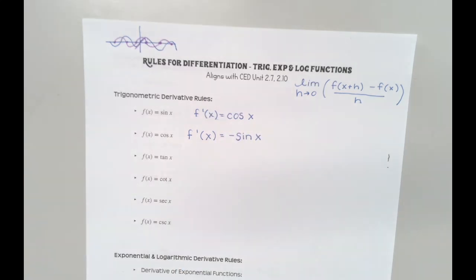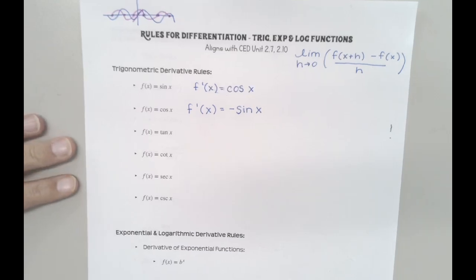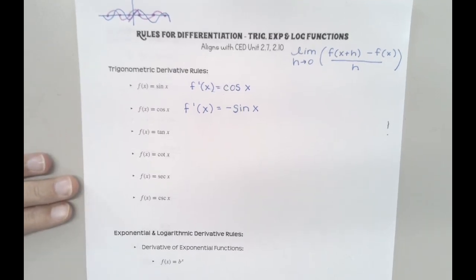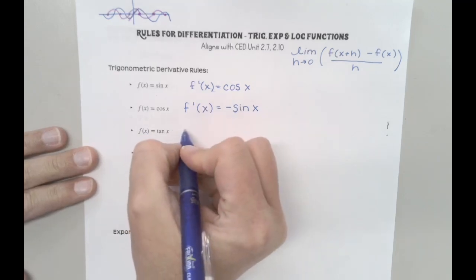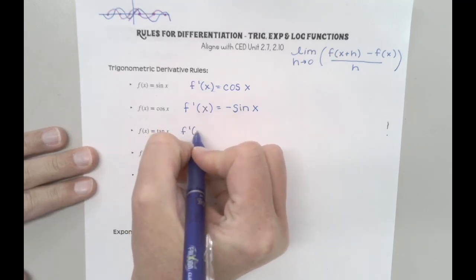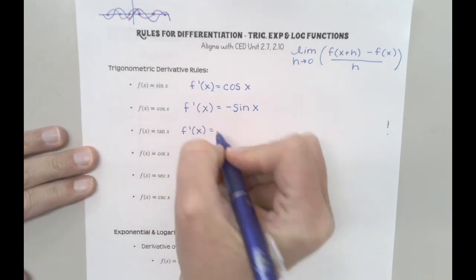Okay, these next few I'm not going to try to draw for you. These ones are just straight up, you might need to bust out some flashcards and memorize them. The derivative of tangent is the secant squared function.